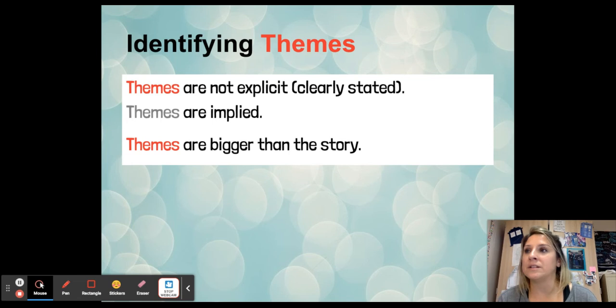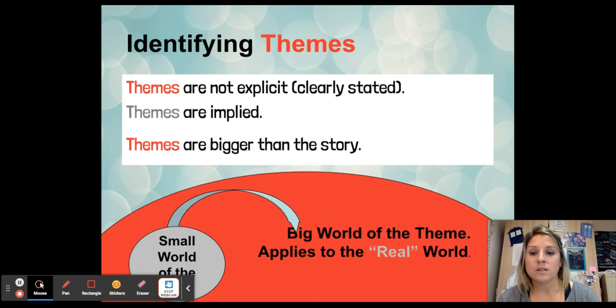They're also bigger than the story. They're going to be universal. They are not specific to the characters. They're universal, so they could be applied to multiple stories. So it's a big world of the theme. It applies to the real world.